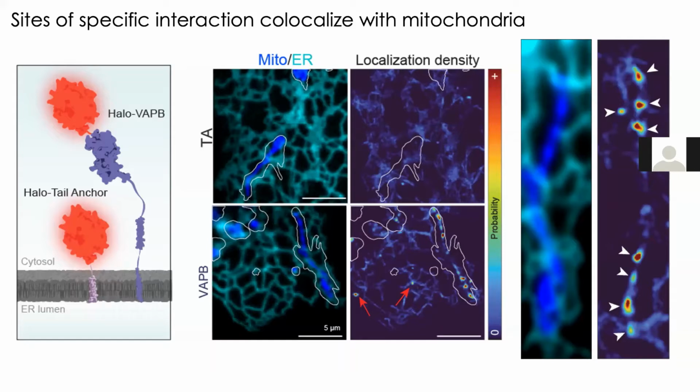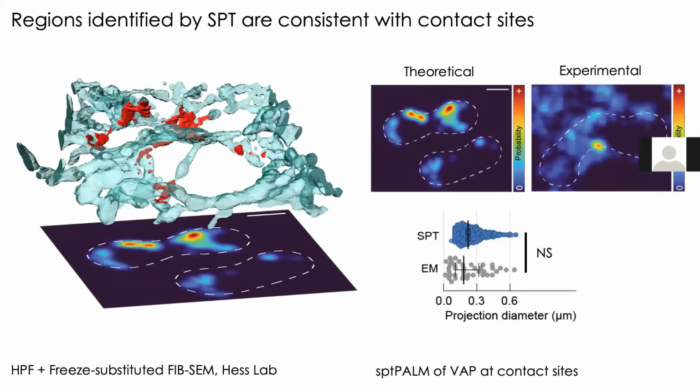And just to validate that this is indeed contact sites that we're looking at, we went back to the 3D electron microscopy data that we had before, and we modeled diffusion on the surface. And when that modeling is performed, we can convolve the data that we get out of it with the point spread function of our optical microscope, which we've of course measured very carefully. And doing this, we can generate theoretical contact site visualization in the projection plane.